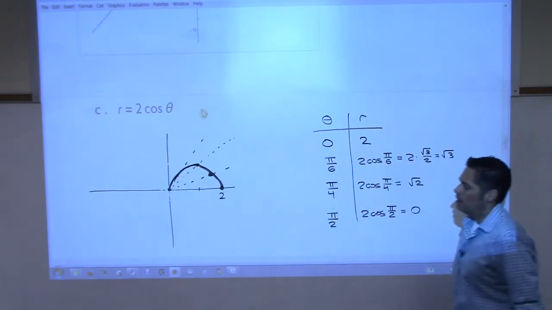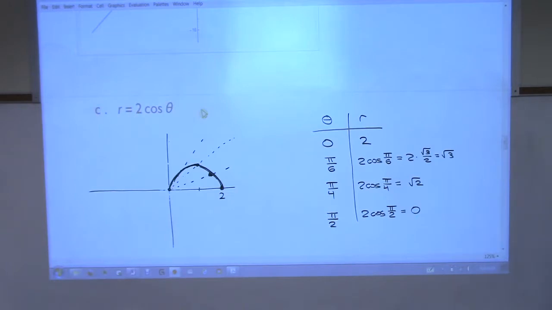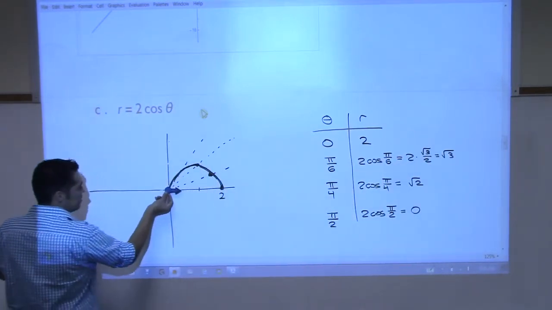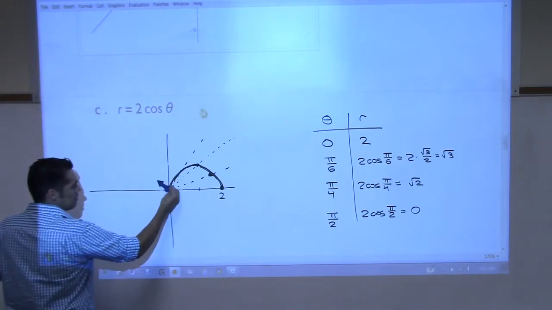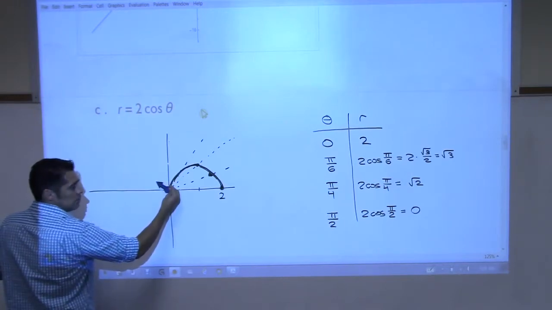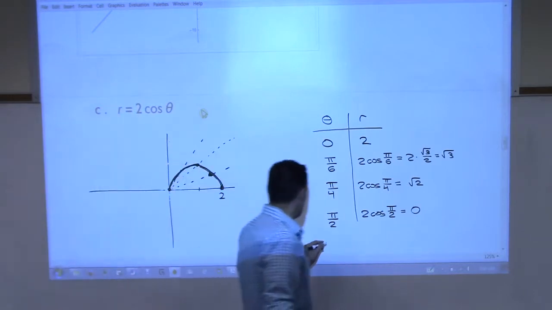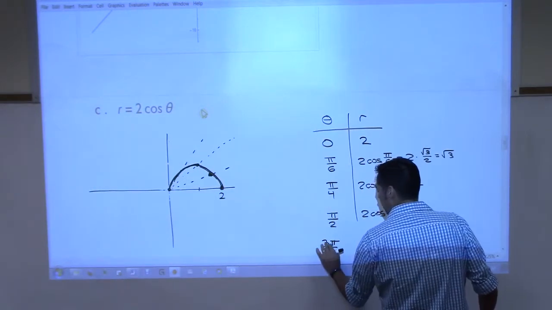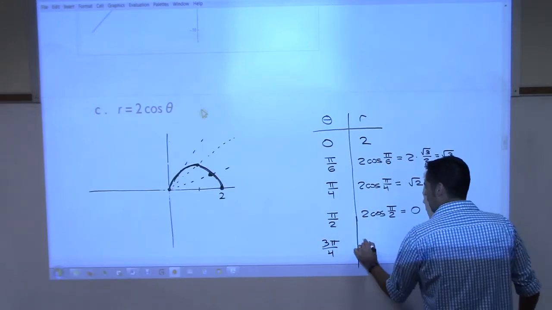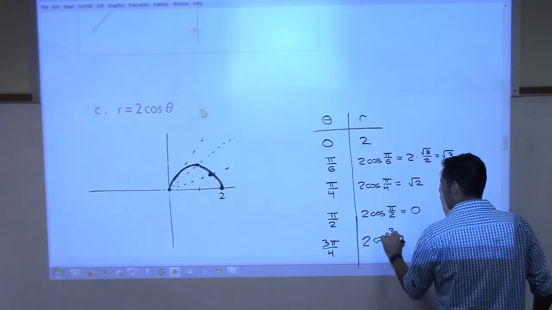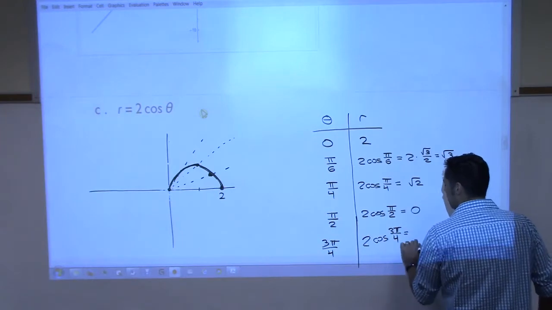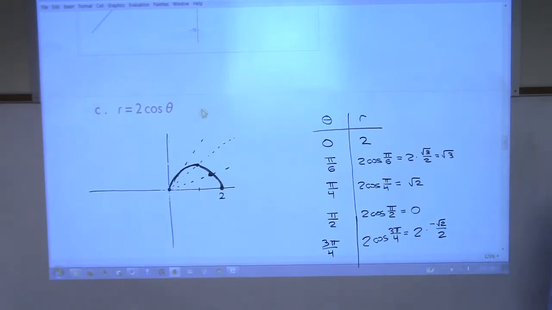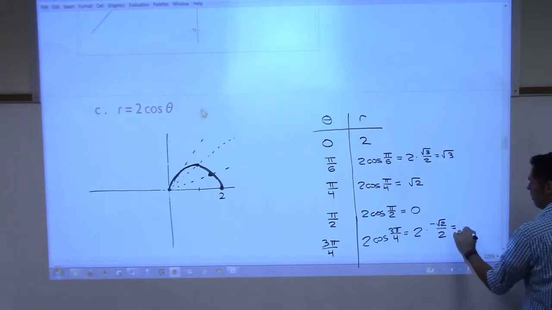Yes. Okay, now here's where things get really interesting. Let's continue our angle. So we've done a couple angles between 0 and pi over 2. Let's go to maybe 3 pi over 4. If we aim at 3 pi over 4, then we're going to get 2 cosine of 3 pi over 4. Cosine of 3 pi over 4 is what? Negative root 2 over 2, right? And so you get negative root 2.